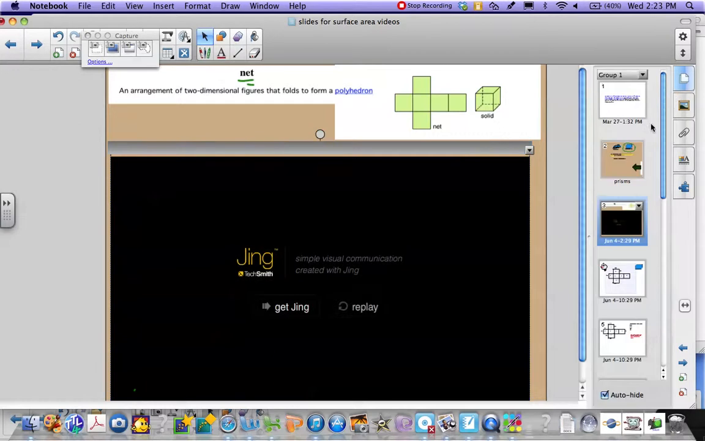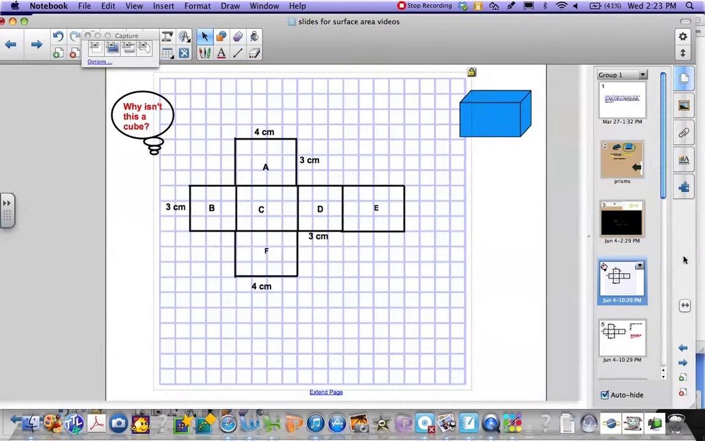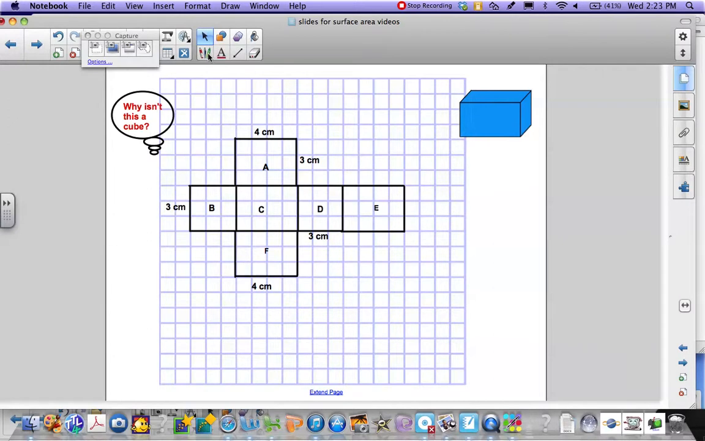Okay, so we're going to find the surface area of a figure by using a net. You can see up here we have a rectangular prism, and if you unfolded it, you would have a net. You have flat figures like this, and we can find the area. You can see right here in figure A, it's 4 centimeters by 3 centimeters. So the area of A is 12 centimeters square.